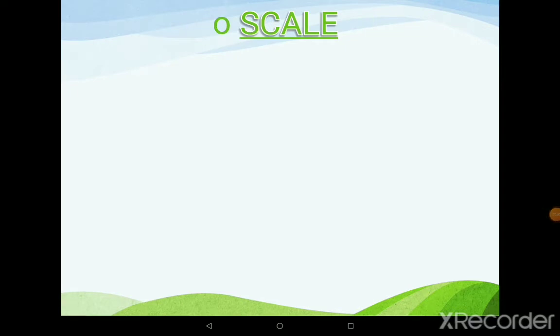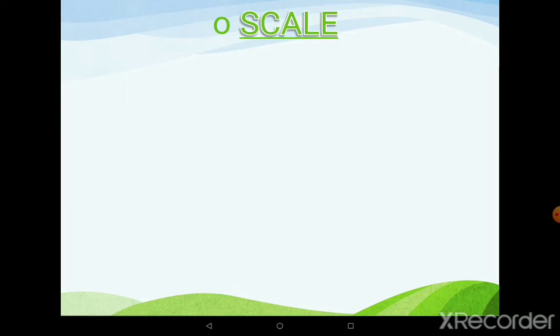Next is the scale. You know, a map is a drawing of a part or the whole of the earth. Therefore, a map of a place is much smaller than the real place. Drawing something smaller than the real size but keeping it exactly the same shape is called drawing to scale.